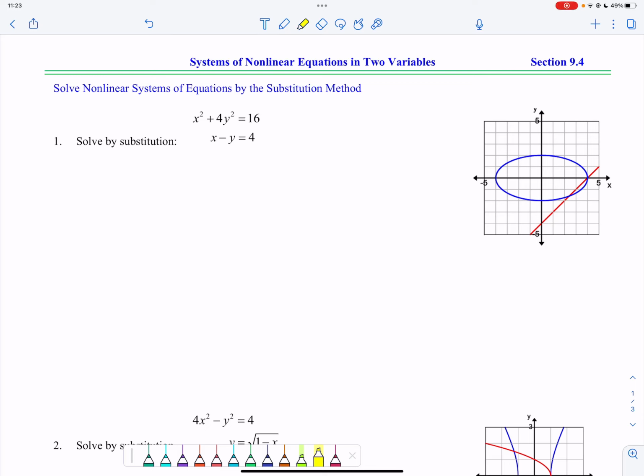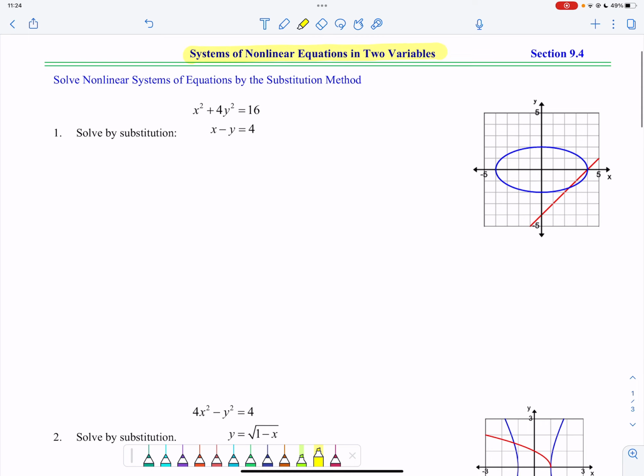In this section, we're going to learn how to solve systems of nonlinear equations in two variables. Let's go ahead and jump right in, and we'll solve this system in number one using the substitution method. So here we're going to use the substitution method.